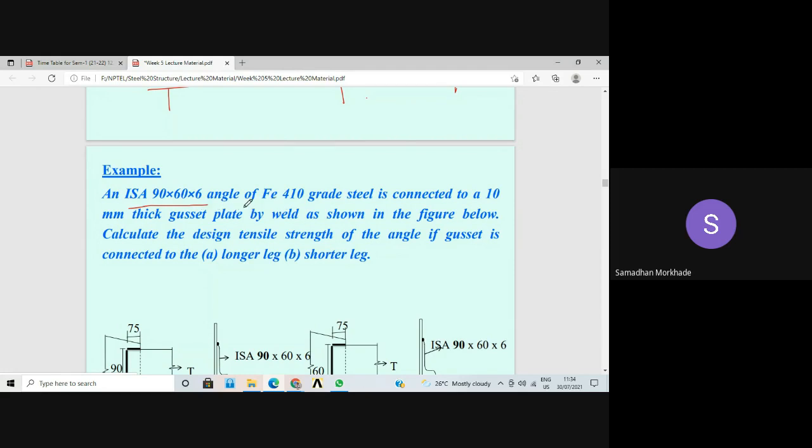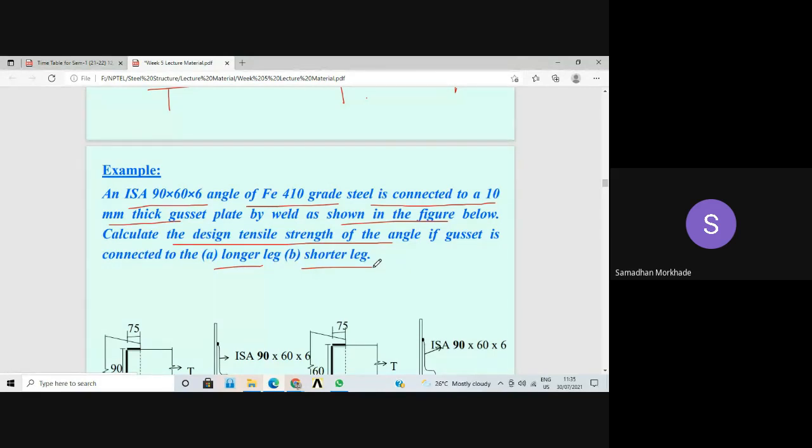So, a 90 by 90 by 6 angle of Fe410 grade steel is connected to a 10 mm thick gusset plate by weld as shown in the figure below. Calculate the design tensile strength of the angle if the gusset is connected to the longer leg and to the shorter leg. Once you understand the procedure, there is no need to calculate each case. The intention is that you can conclude what happens to the load carrying capacity of the section when the longer leg is connected to the gusset plate and when the shorter leg is connected, and we have to compare.